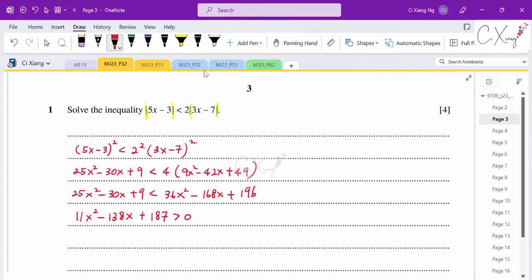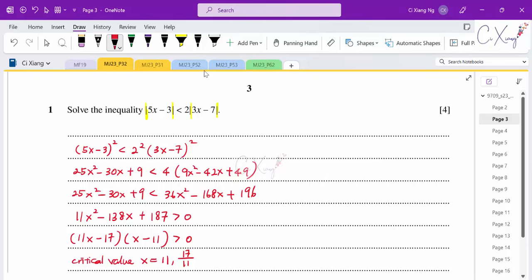Okay, so to solve the quadratic inequality, there are many ways that you can solve it. Basically what I need to do is to factorize them. To factorize them, maybe we need to try and error a little bit, or maybe you can use the calculator to help you factorize them. So I'm having two critical values here. Our critical values will be x equals 11 and also x equals 17 over 11, right? So these are the two critical values that I have.